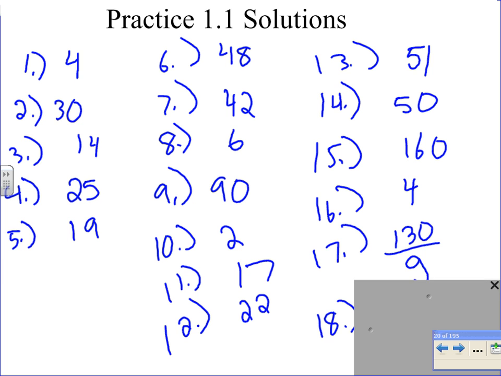Good job. 130 over G. That one we're just keeping general because we don't know how many G equal groups we're putting them into. Please make sure the first page you have is checked. If something's wrong, a very good thing to do is to fix it. Make sure that you correct it so that you know what the right answer is.